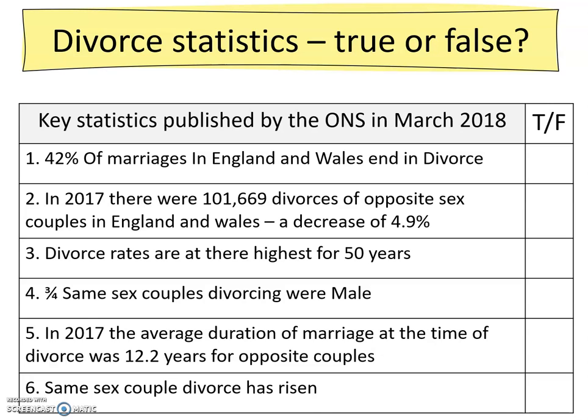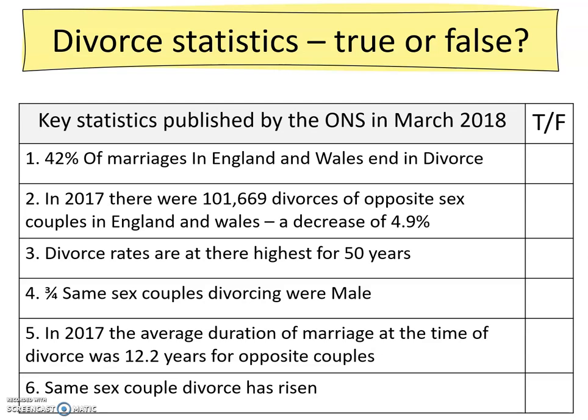So just as another little starter to get you thinking, are the following statistics true or false? Number one, 42% of marriages end in divorce. Is that true? Is it false? Number two, in 2017, there were over 100,000 divorces of opposite sex couples, and this was a decrease. Number three, divorce rates are at their highest for 50 years. Number four, 3/4 of same-sex couples divorcing were male. Number five, in 2017, the average duration of marriage at the time of divorce was about 12 years. And number six, same-sex couples divorce has risen.